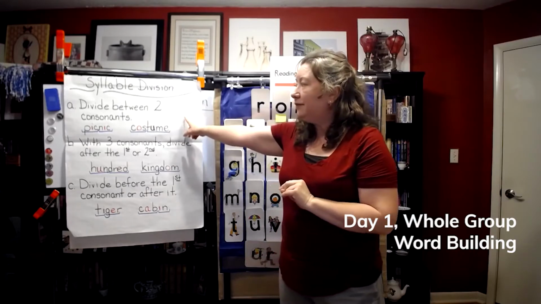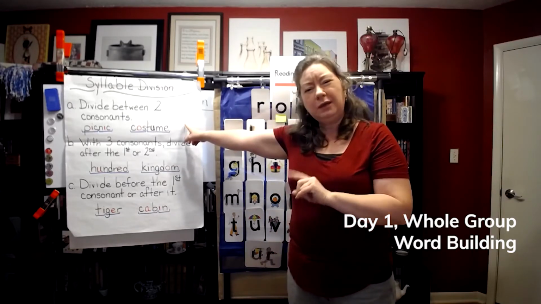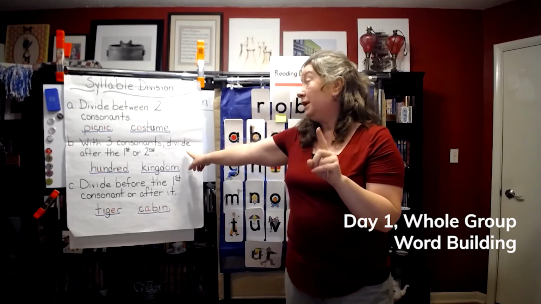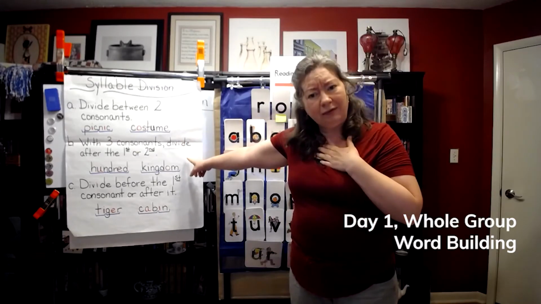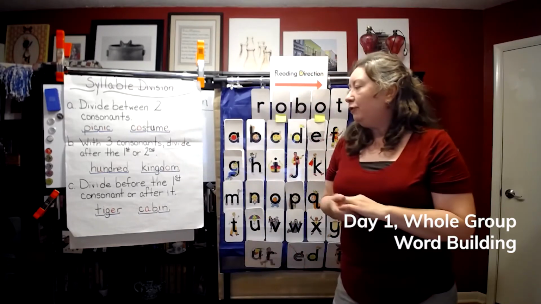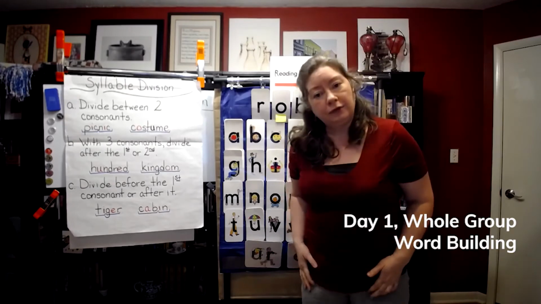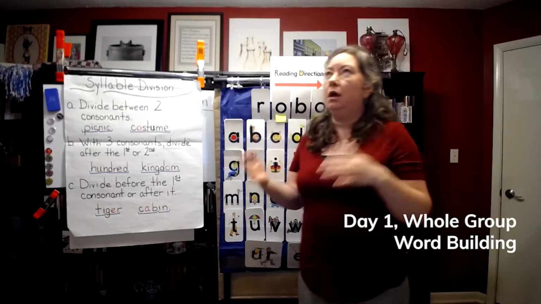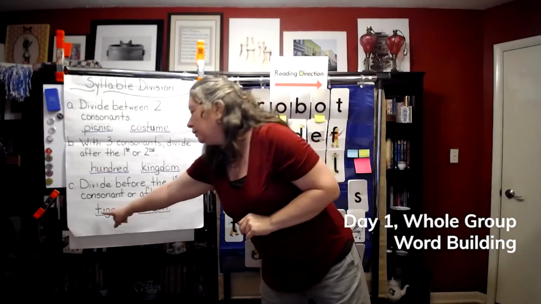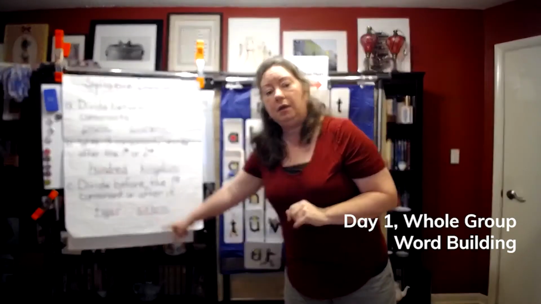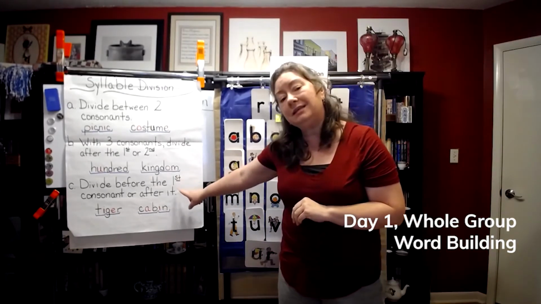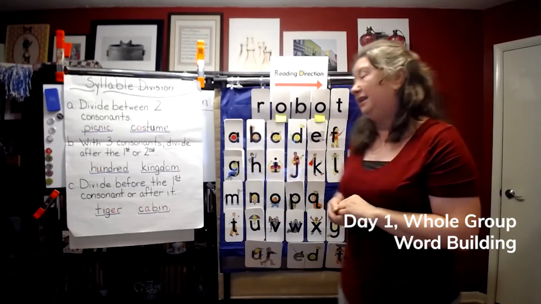So the first one says divide between two consonants. Can we use that one? No, because we only have one. The next one says with three consonants divide. Well, do I have three consonants? No, I just have one, so I can't use that one either. Divide before the first consonant or after it. Well, before one or the other. That makes it sound like there's only one. Well, if I look at my examples, tiger and cabin, there is only one consonant in between those words. So I think this might be the syllable division rule I need.